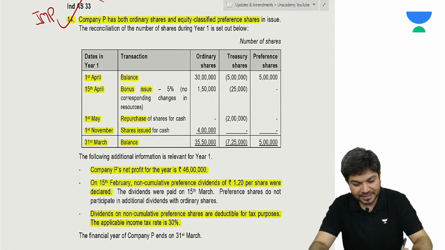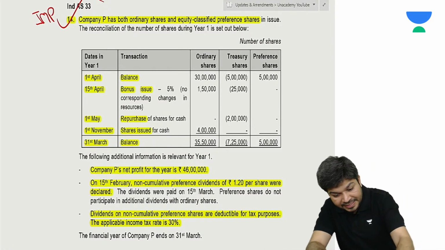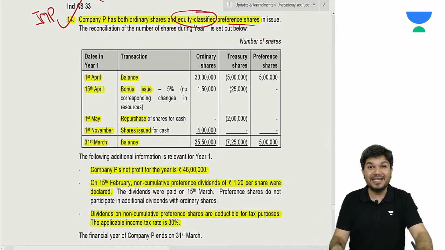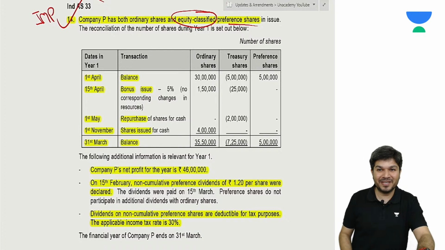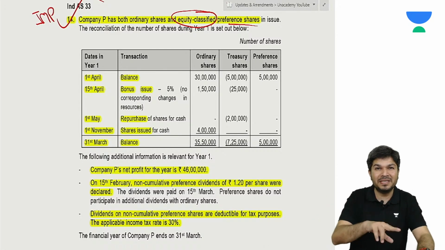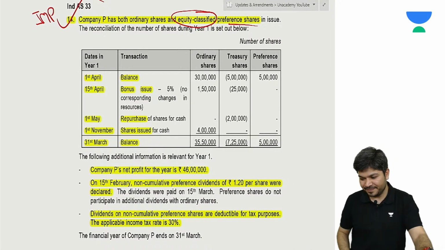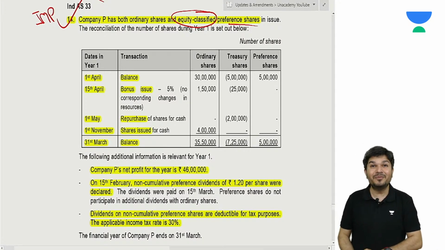Now you have both ordinary shares and equity classified preference shares. If it is an equity classified preference shares, the dividend on it will be coming in your P&L or directly other equity, retained earnings. It's an equity classified.